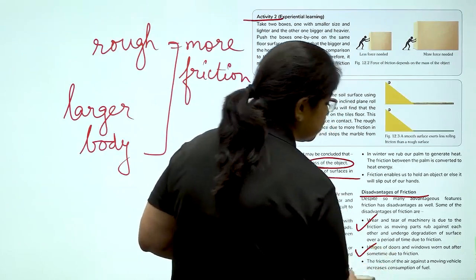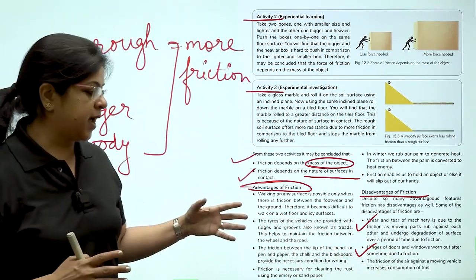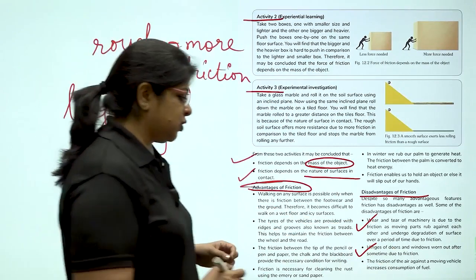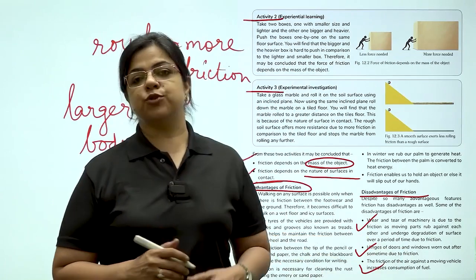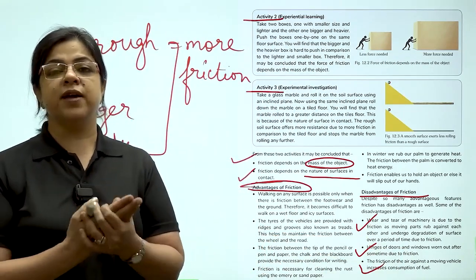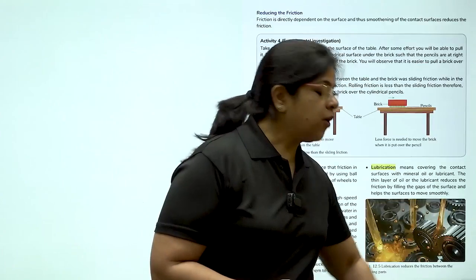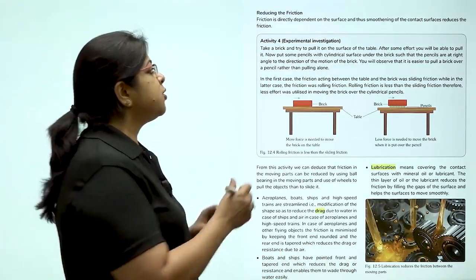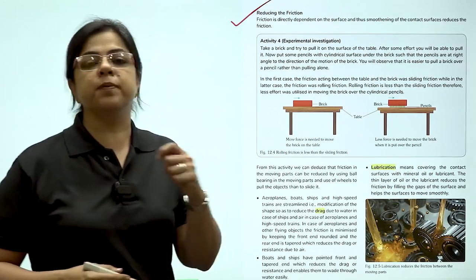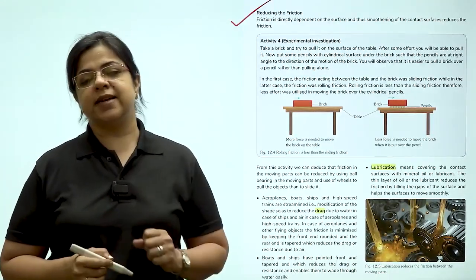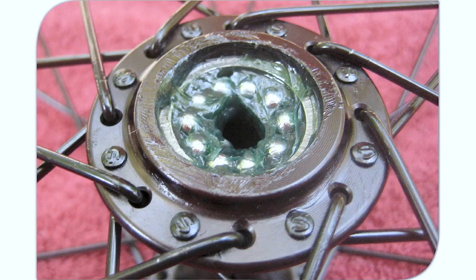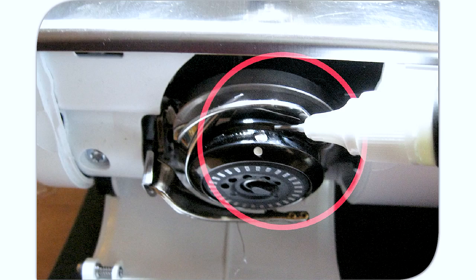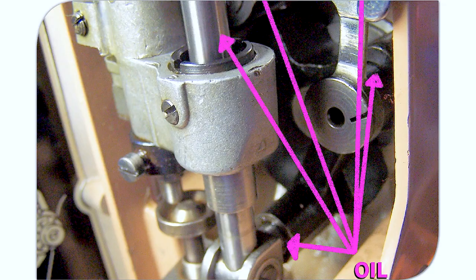Then we know that hinges of the doors and windows get worn out after some time because of friction, and friction of air against a moving vehicle increases consumption of fuels, which we see in the case of aeroplanes. So how do we reduce friction? In order to reduce friction, there are a few basic principles. Let's understand them. Friction can be reduced by using lubricants like grease and oil. Very often a lubricant is applied between the moving parts of a machine so that the moving parts do not directly rub against each other.